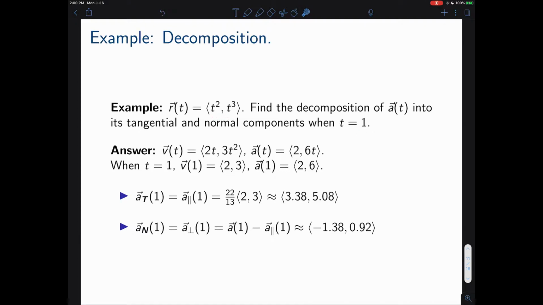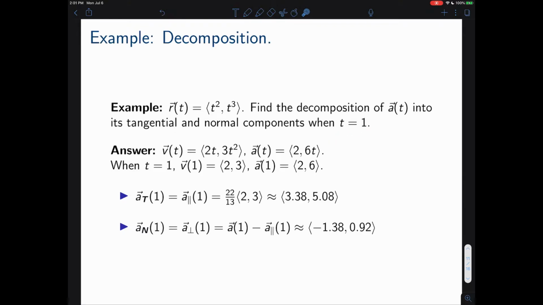Okay, when we differentiate, we find that the velocity vector is (2t, 3t squared). That's just the derivative of the position. If we take that velocity vector and differentiate one more time, we get the acceleration vector is (2, 6t). And the question is particularly asking about t equals 1.